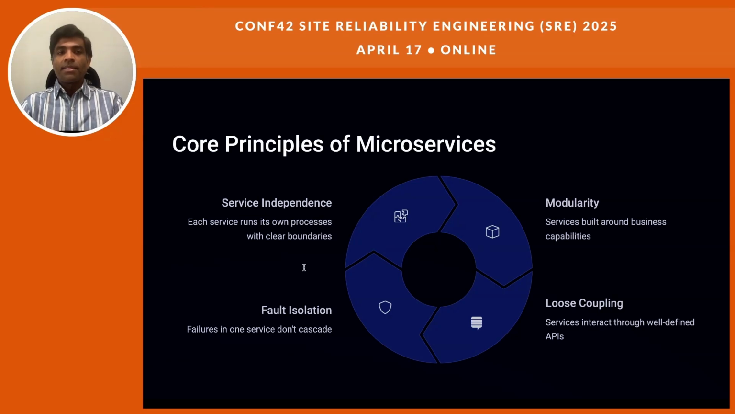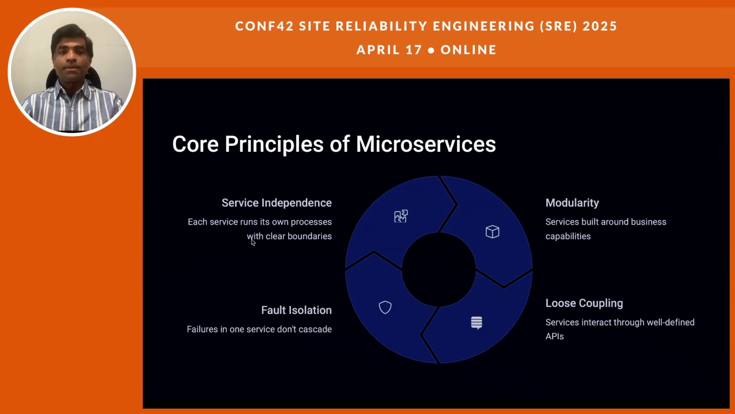Another core principle is modularity, wherein rather than building a single massive application, microservices are organized around specific business capabilities. So each service represents a distinct function, such as user management, for example. And then typically in e-commerce, we have payment processing, which you can separate as its own microservice, or inventory tracking can be taken into its own microservice.